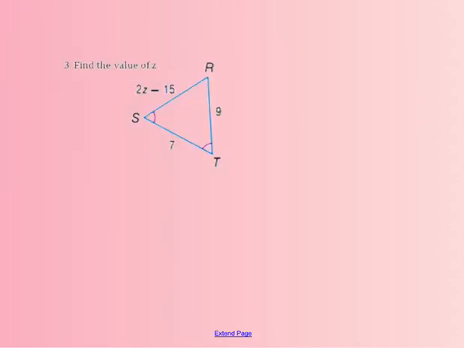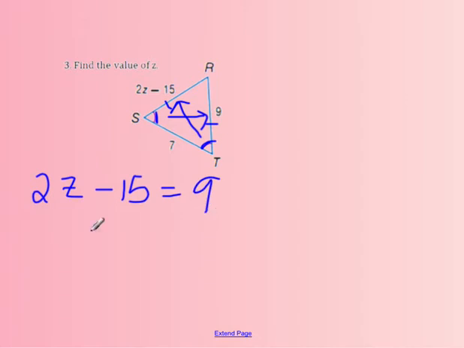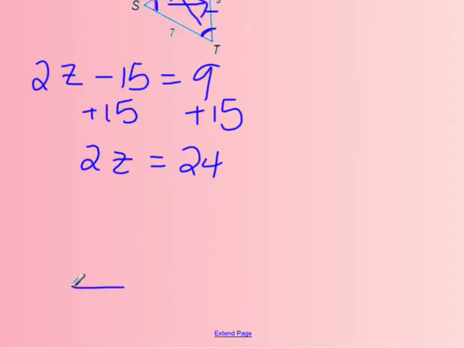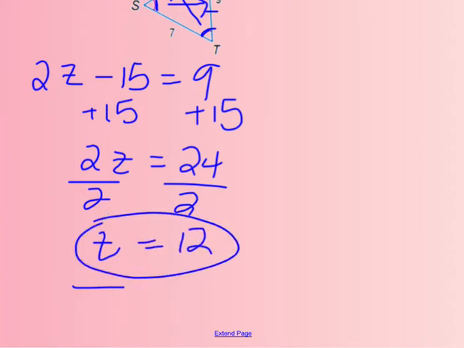Taking a look at number 3, find the value of Z. This angle is congruent to this angle, so this side and this side have to be congruent. Then I know that 2Z minus 15 has to be equal to 9. Now I'm going to add 15 to both sides, and I get that 2Z is equal to 24. Then to solve for Z, I'm going to divide both sides by 2, and I get that Z is equal to 12.